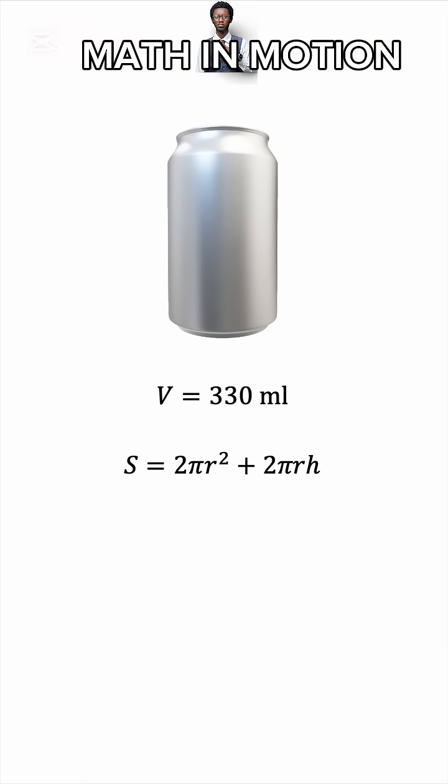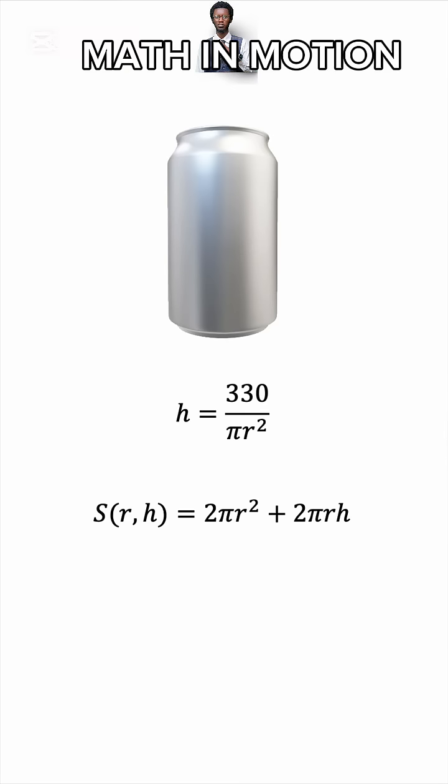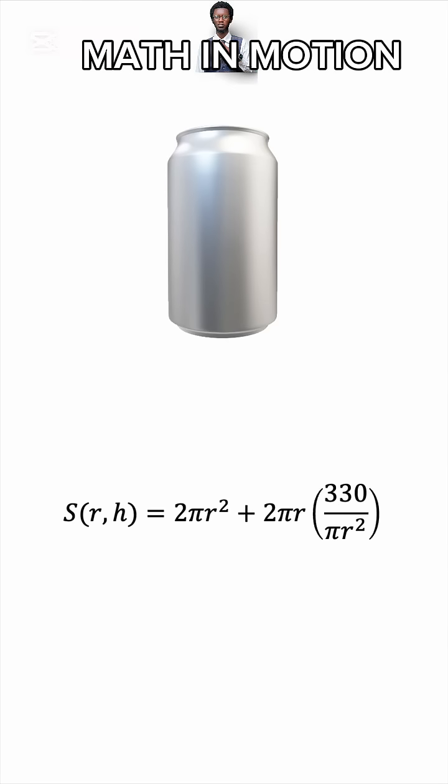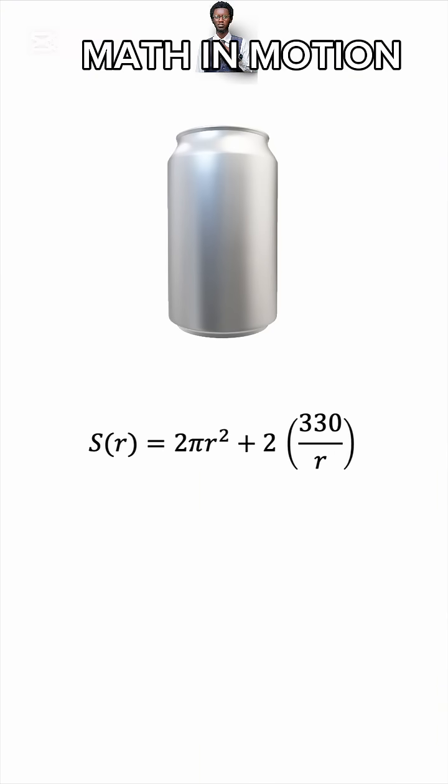Notice that S is a function of both r and h, and unless you're familiar with multivariable calculus, you wouldn't know how to minimize a function of two variables. This is where the constraint equation for the volume comes in. The volume of a cylinder is pi r squared h, so we can use this to represent h in terms of r and plug this back into the surface area equation, resulting in a function of a single variable, 2 pi r squared plus 660 over r.